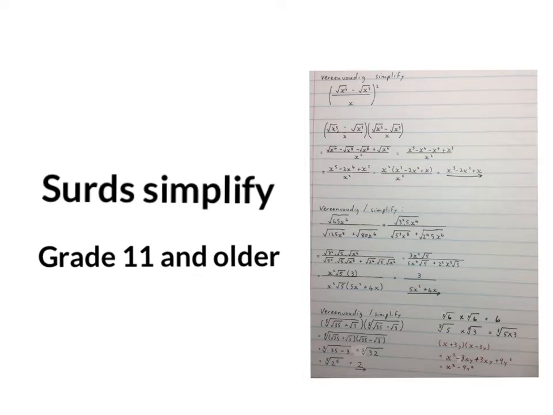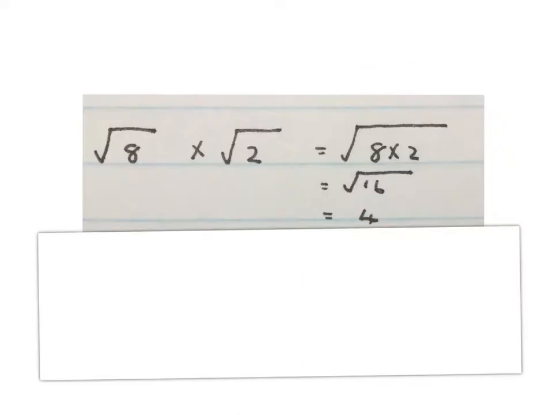Good day. In this video, we're going to look at about 5 problems where we have to simplify using surds. For the purpose of this video, we'll be going forward and backwards with this rule of surds. If you have the square root of 8 times the square root of 2, you're allowed to put one square root and put the multiplied numbers underneath and then simplify it wherever it goes.